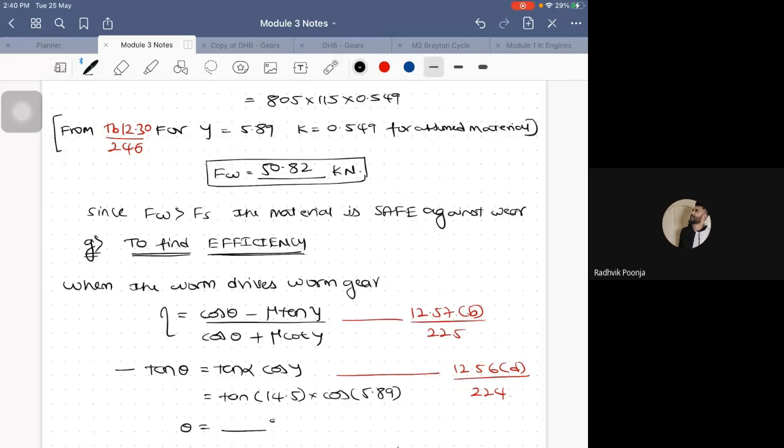For theta, you have a formula directly given in your data handbook: tan inverse of tan alpha and cos gamma, where gamma is the lead angle. Substitute the values and give me the value of theta here. Later on, we can go with the calculation of mu, the coefficient of friction.